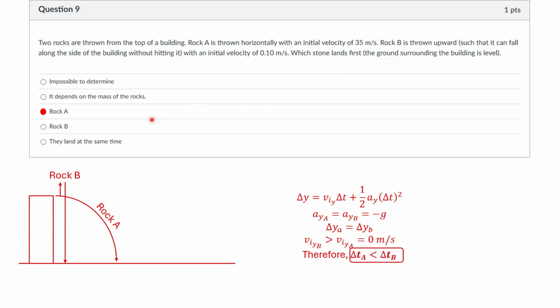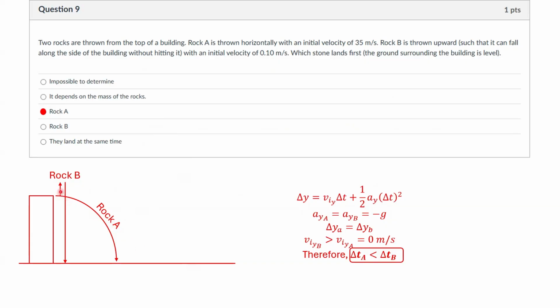So this is kind of a conceptual question. There's math involved. You can use math. There's math over here. I'll explain it conceptually. The initial vertical component of velocity of rock A was 0. It was thrown horizontally. It had no vertical initial velocity. It wasn't thrown up nor down. That means it was starting with an initial vertical component of velocity of nothing, and then accelerating downward due to free fall.